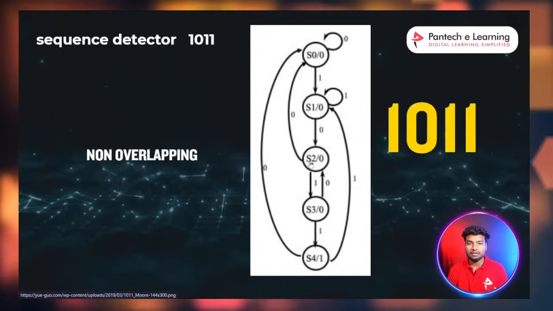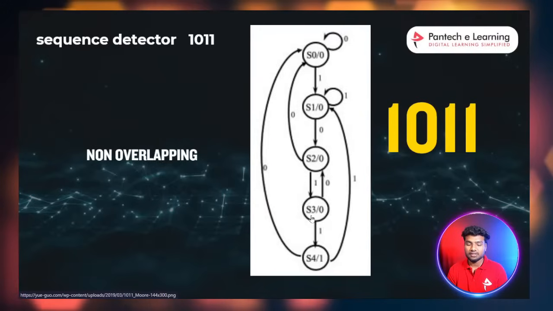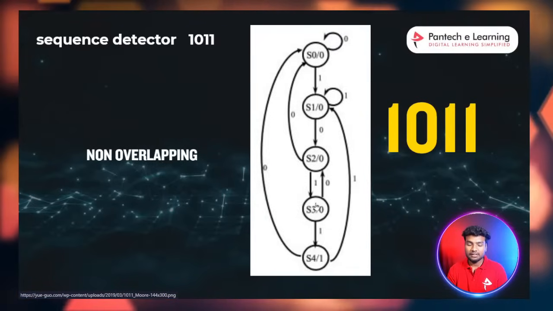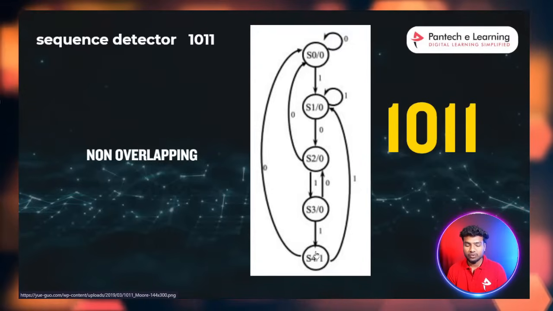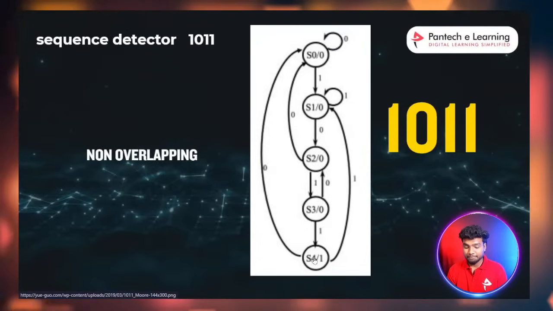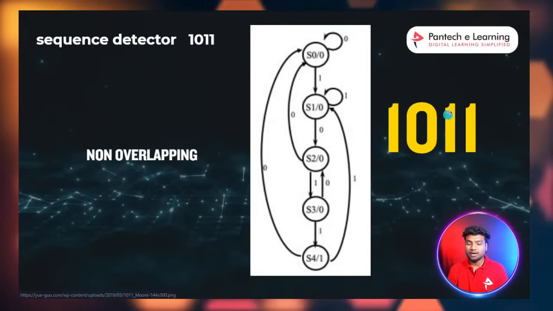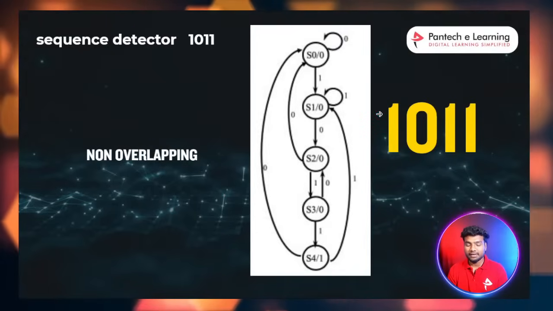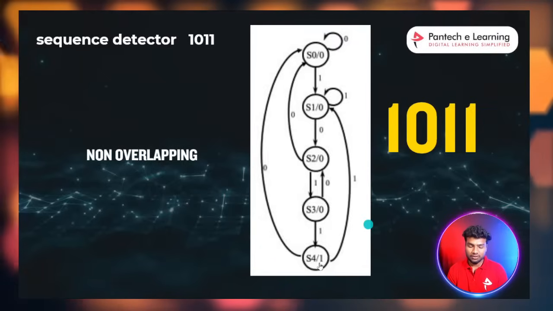If it is in the S2 state and receives 1, it can move into the S3 state. In the S3 state, if it receives 1 as an input, it can move into the S4 state, and at that time the output will be high. Why? Because I got my sequence. I received 1 0 1 1 correctly, so I can declare the output equal to 1. So this is the output signal.